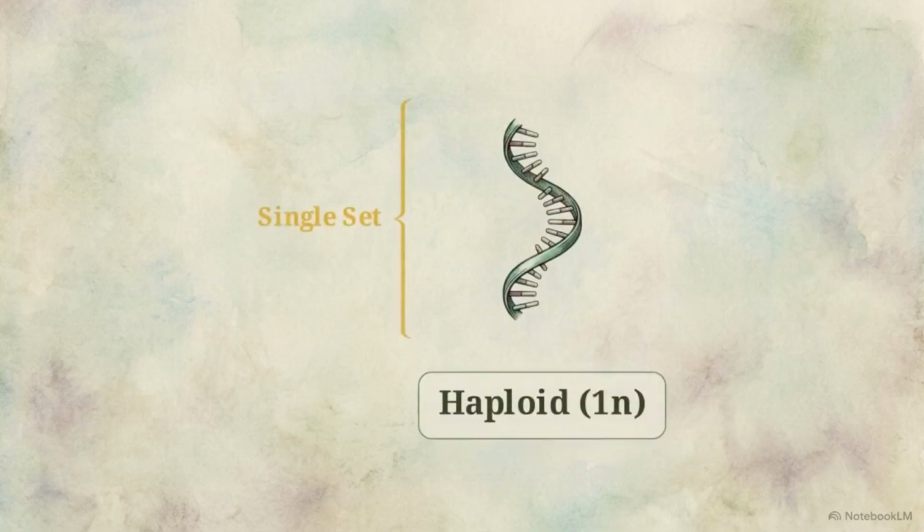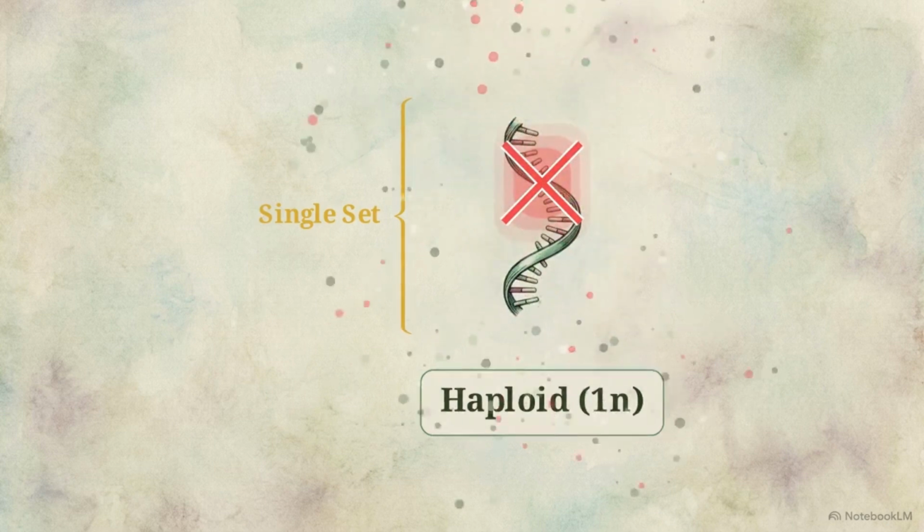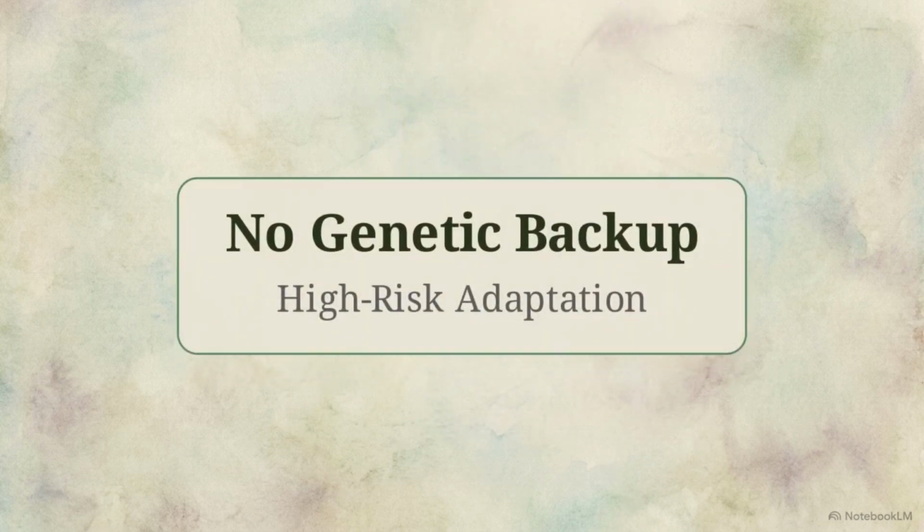This diagram illustrates a haplontic life cycle. The algae operates as a haploid organism, containing only one single set of chromosomes. If an environmental hazard damages that genetic code, there is no backup. Without a safety net, adapting to harsh environments is high risk.